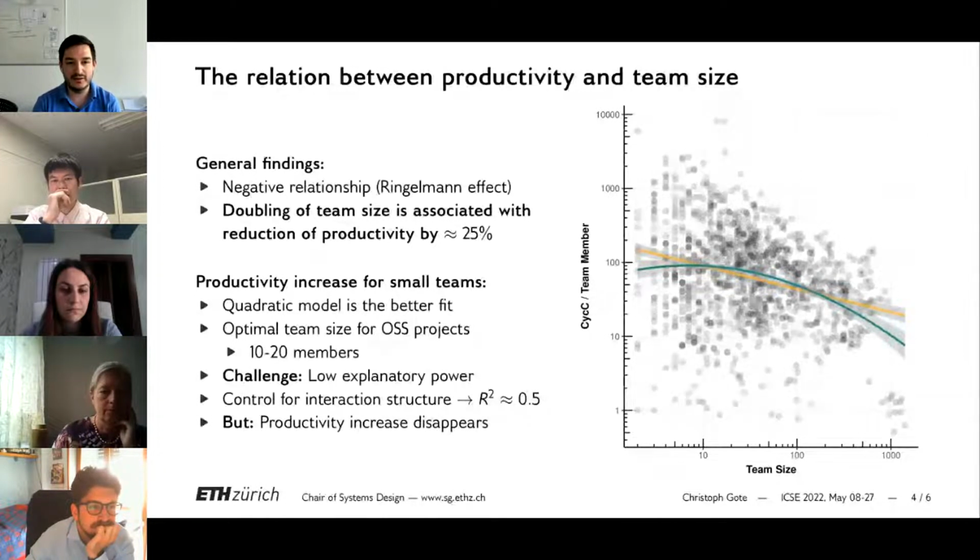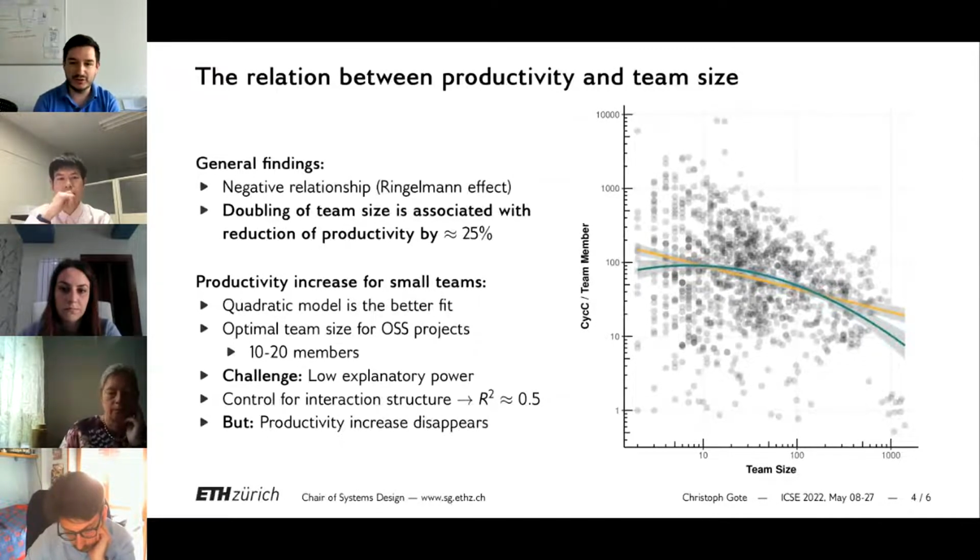Effectively, we find that by doubling the team size, the individual productivity of a single developer goes down by roughly 25%. However, if we look on the right-hand side, we fitted a linear regression model and a quadratic regression model, similar to what the previous papers did, to our data set. And we find that the quadratic model fits this data set better and suggests an optimal team size for these open source projects at around 10 to 20 team members.